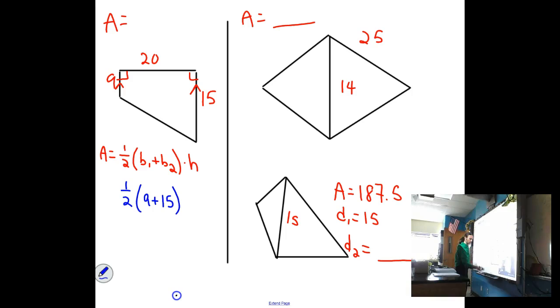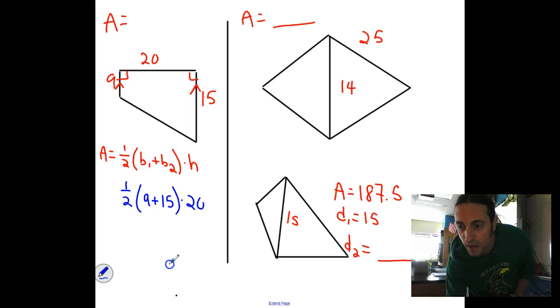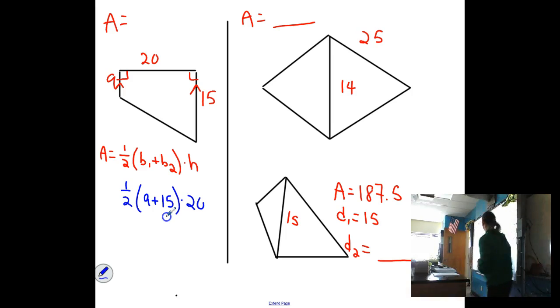If I could actually write that, that would be helpful. Now, remember when you multiply things together, things get a little easier. So actually, I can multiply this 1/2 by 20 and get 10 right off the bat. So 9 plus 15 is 24. 24 times 10 is 240. So the area is equal to 240 units, whatever that is, squared.